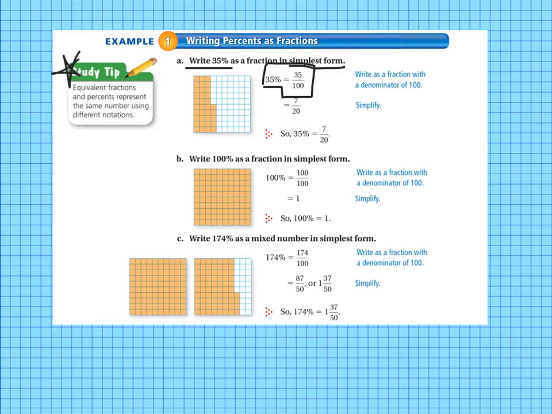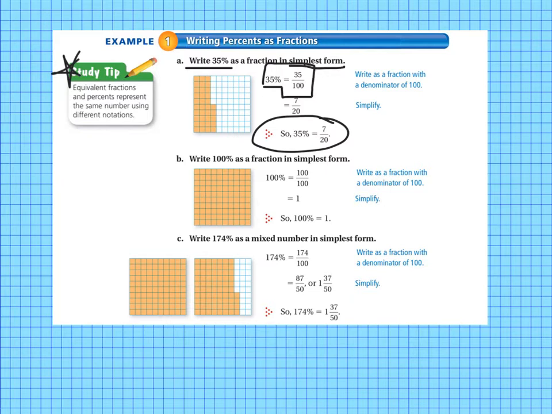Now they're showing you this with a base 10 block over here as well. So they've got 100 squares, and then 35 of those are shaded. And then you simplify that. So you notice that the top and the bottom are both divisible by 5. 35 divided by 5 equals 7. 100 divided by 5 equals 20. So 35% equals 7/20. Letter B, we're going to write 100% as a fraction in simplest form.